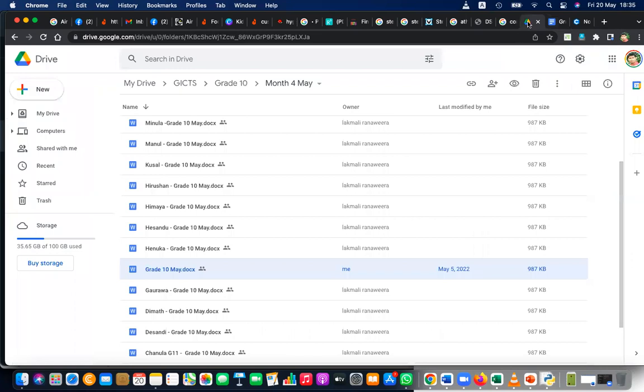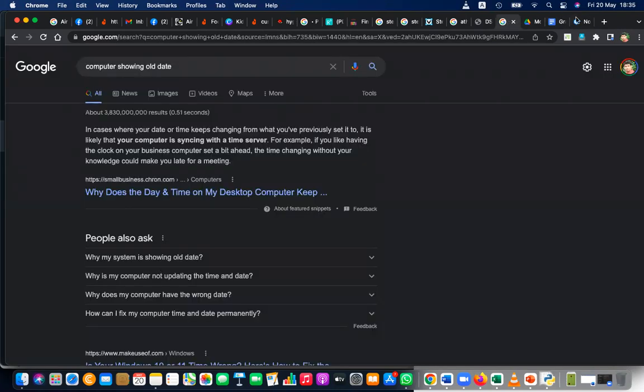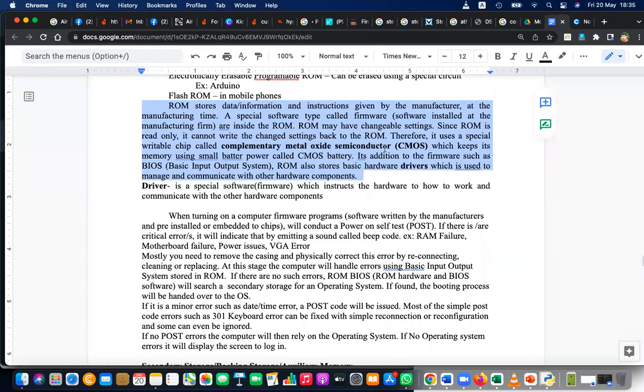This is a 3-volt battery, which is there in the motherboard. Even in the laptops, this battery is there, right? That is why, even when you turn off the computer, the time and date keep running.